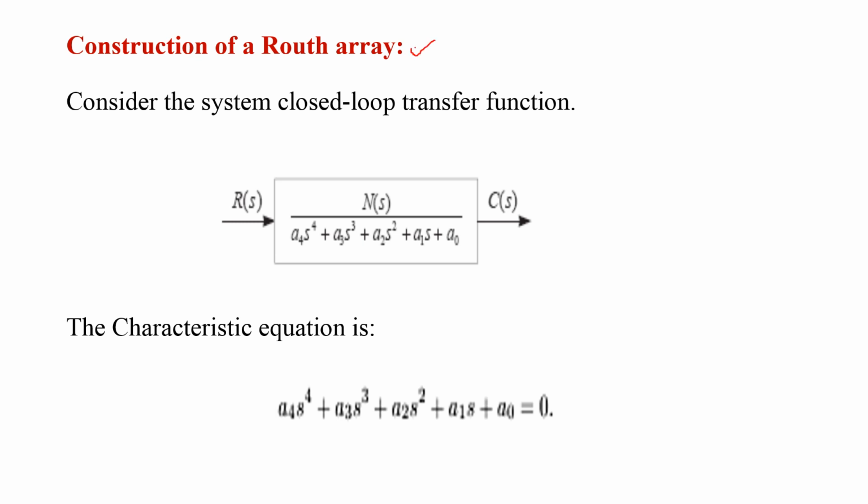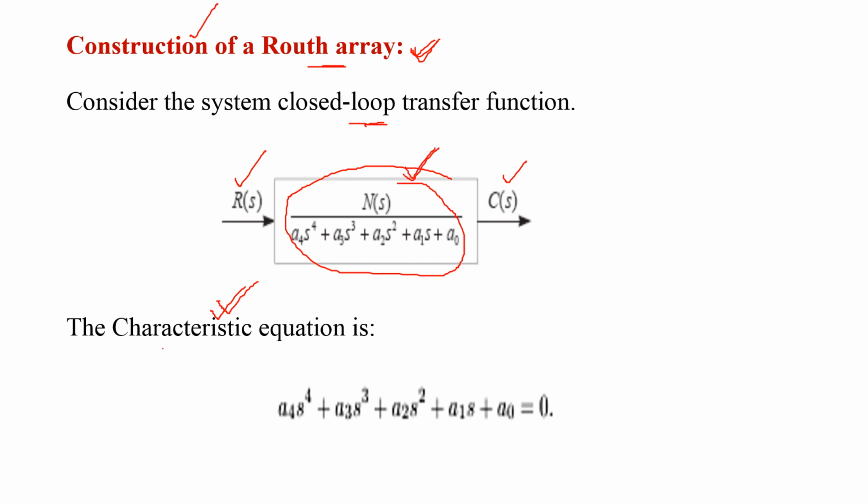Now we are going to discuss construction of the RH table. It is also known as the Routh array. For constructing the RH table, we require the characteristic equation. For obtaining this characteristic equation, consider the closed loop transfer function. Here R of S is the input and C of S is the output, and the ratio of output to input, that is nothing but this one. This one is the transfer function.